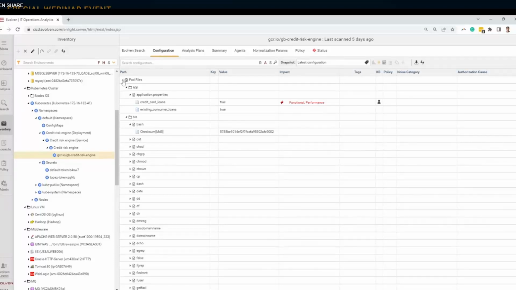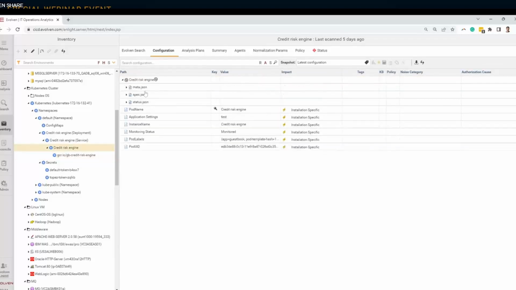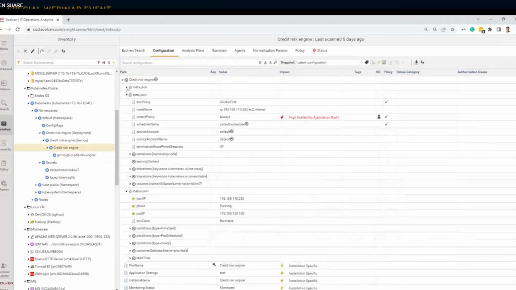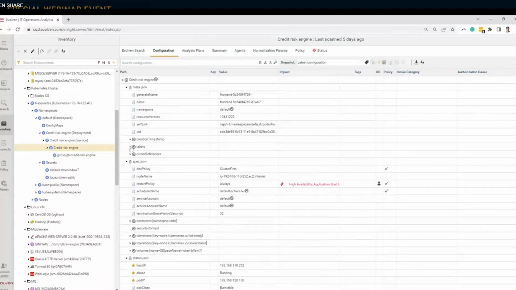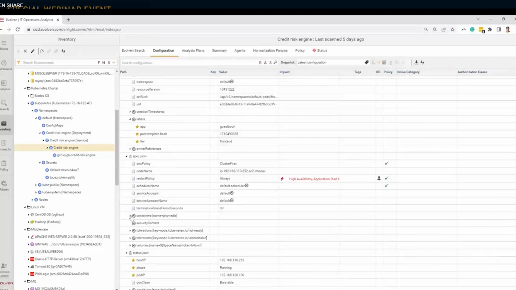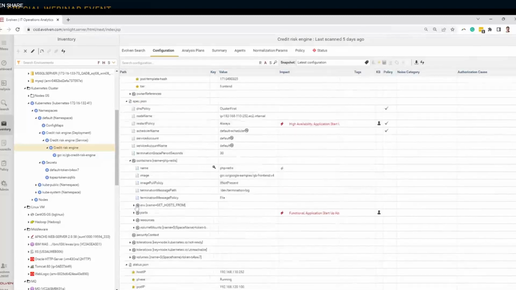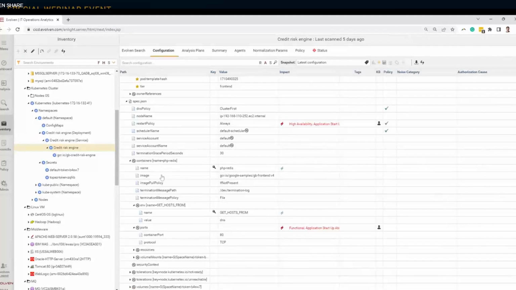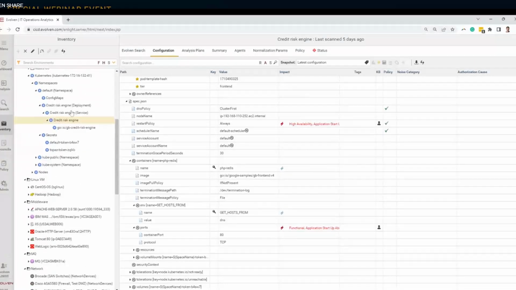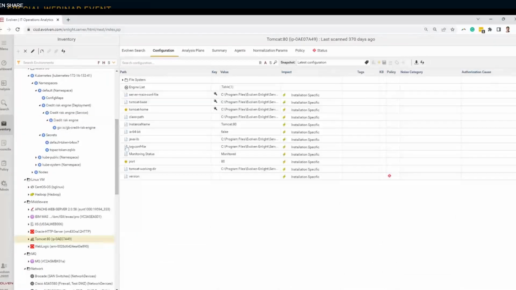And for each of the layers, Evolven will collect all the detailed configuration, right? And as I mentioned, there could be hundreds and thousands of parameters just for one of the components. We work with customers that run tens of thousands of nodes and hundreds of thousands of containers on these nodes, and there will be a lot of configuration out there. We looked at the details in a modern environment like Kubernetes, but we'll see the same level of details at something like Tomcat, for example.